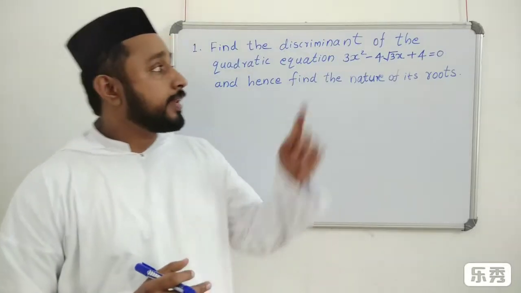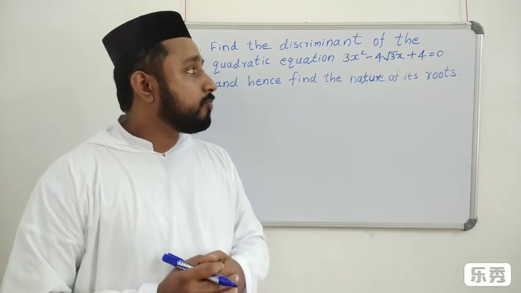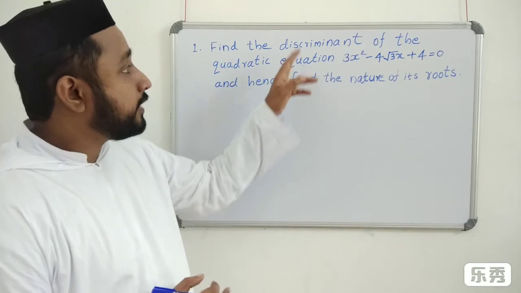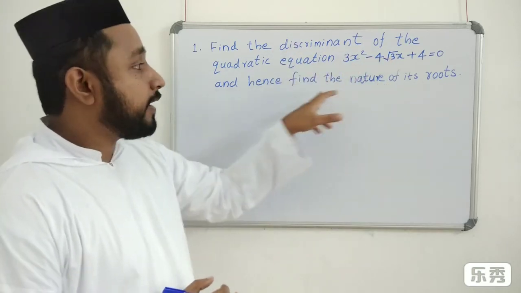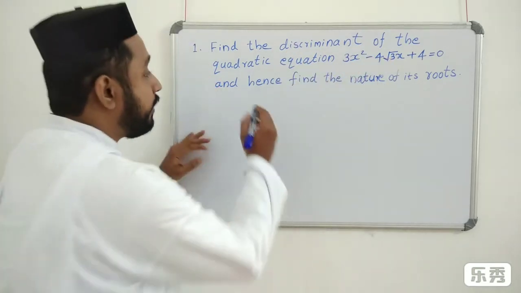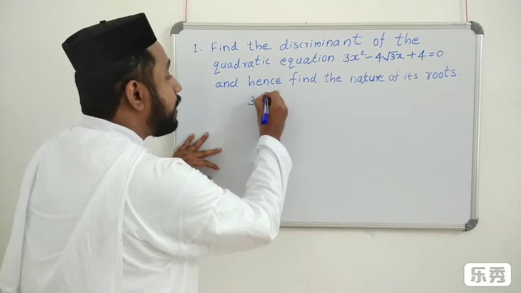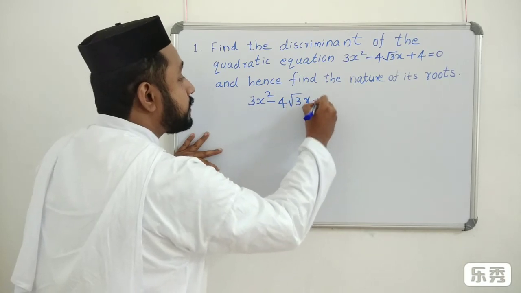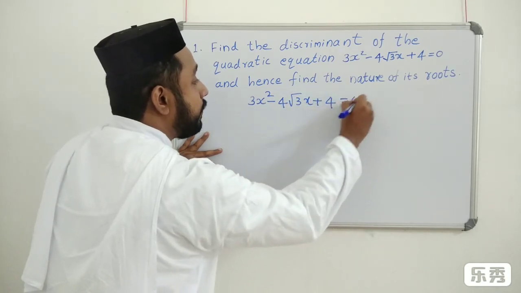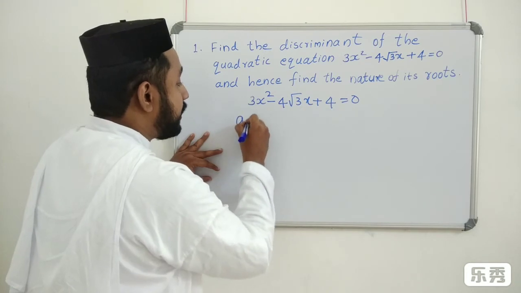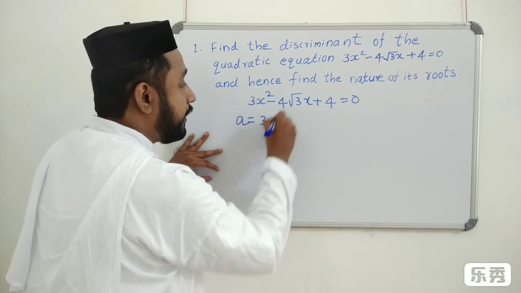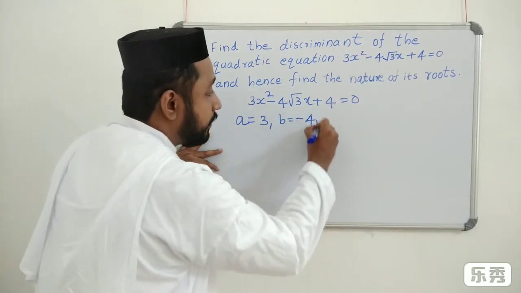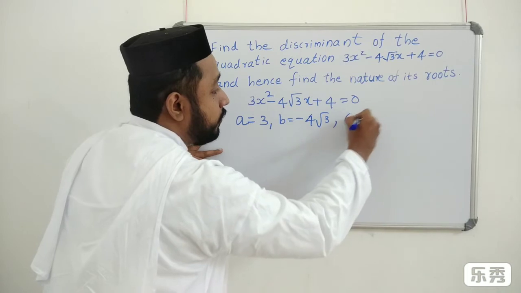Let us consider another example. 3x square minus 4 root 3x plus 4 is equal to 0. We have to find the discriminant of this equation and hence find the nature of its roots. So we have the equation 3x square minus 4 root 3x plus 4 is equal to 0. When we compare with the general form, a is equal to 3, b is equal to minus 4 root 3 and c is equal to 4.